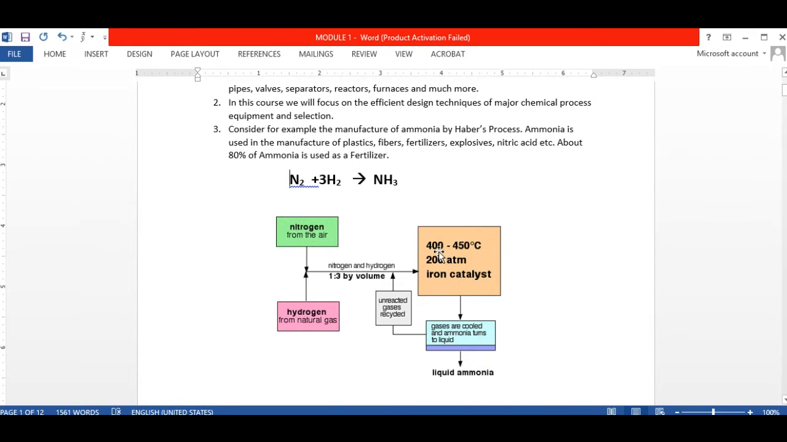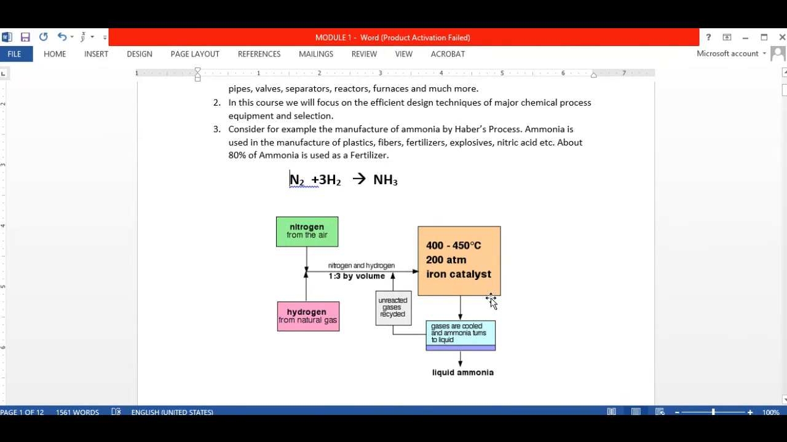So this is the temperature of the reactor, 400 to 450, very high temperature, and the pressure is also very high, 200 atmospheres, and you need an iron catalyst. The reaction occurs here inside the reactor, then the product leaves. And these are composed of ammonia, and not always complete ammonia. You will also have some hydrogen and some nitrogen. So you separate, this is a separator, you separate ammonia and you recycle back hydrogen and nitrogen. Here, you recycle back this way.